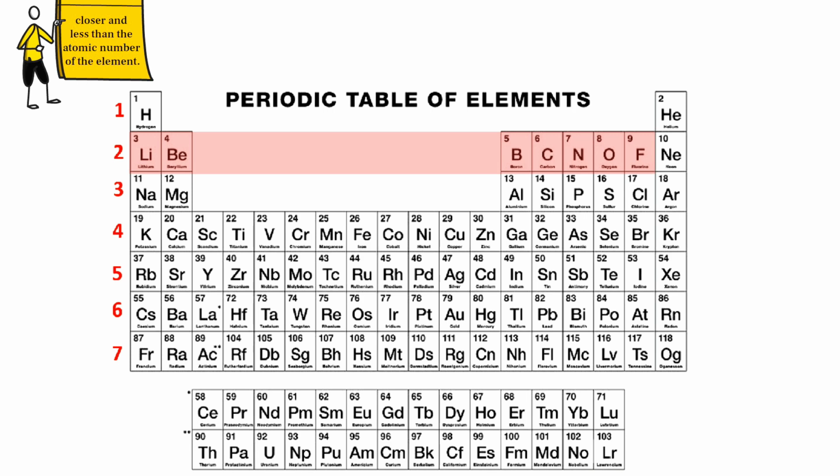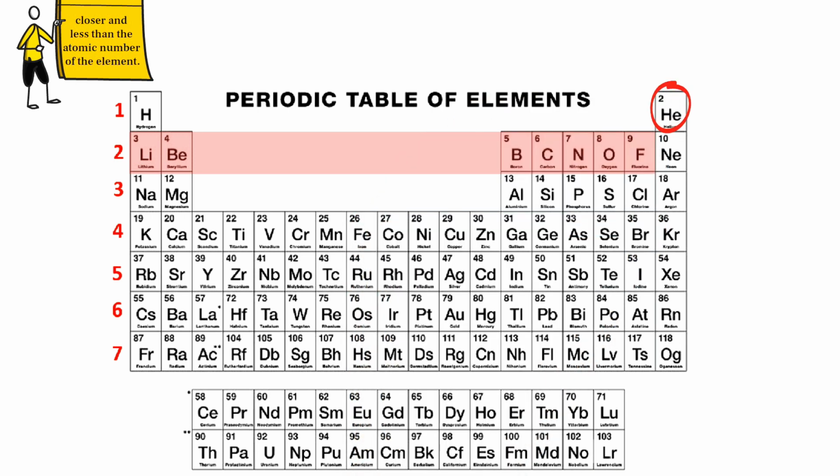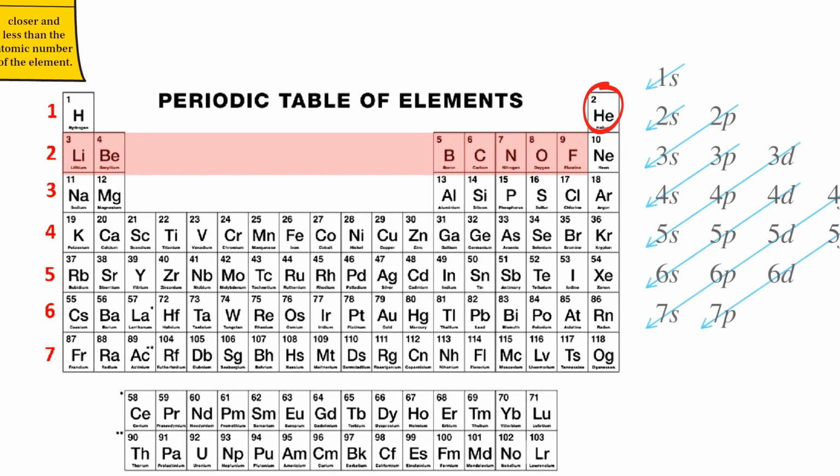So, as we note in the periodic table, the noble gas which has an atomic number closer and less than the atomic number of the elements in the second period is helium. So, when writing the electron configuration of the elements in the second period, we will choose the helium symbol, followed by the 2s sublevel, and then we continue as we learned.